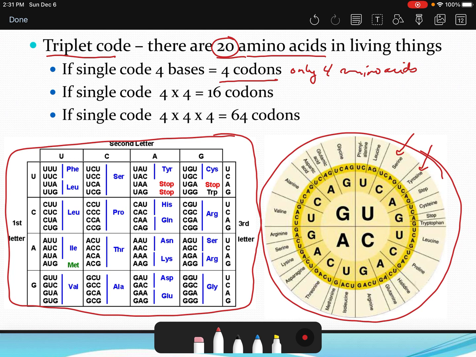If we had a, oops, I forgot to change this each time. This should say double code. And this should say triplet code.